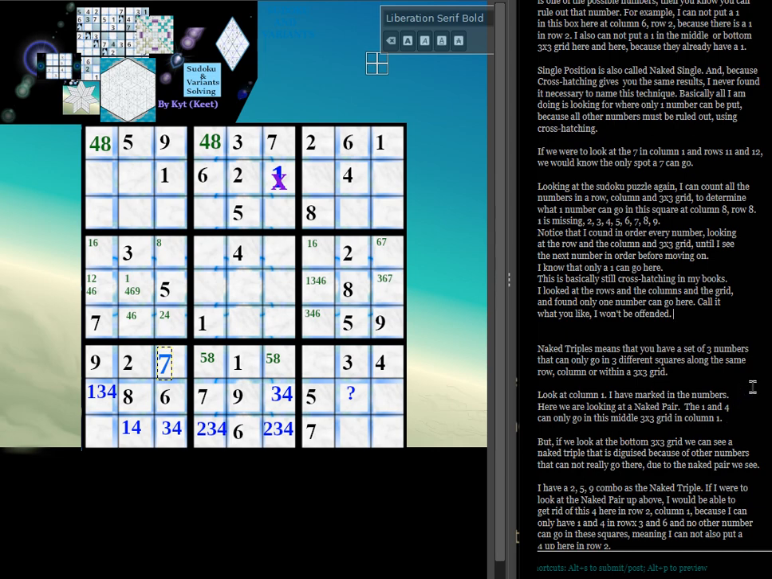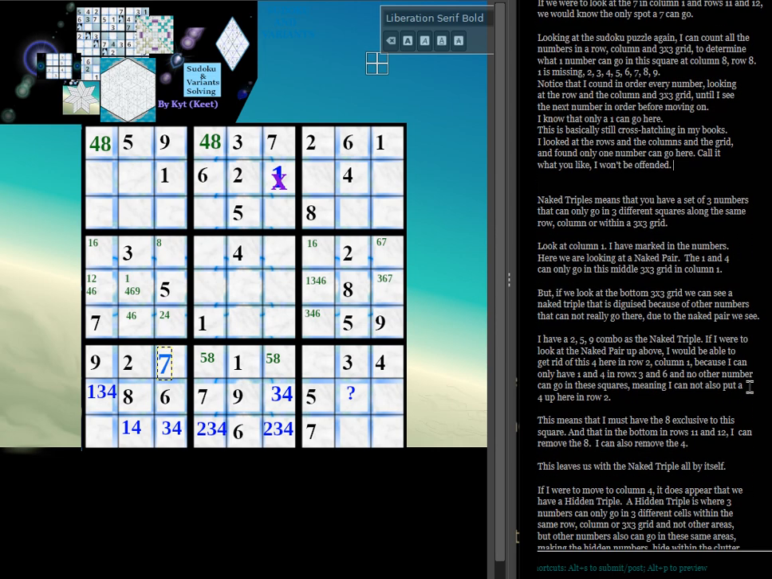Naked triples means that you have a set of 3 numbers that can only go in 3 different squares along the same row, column, or within a 3x3 grid.